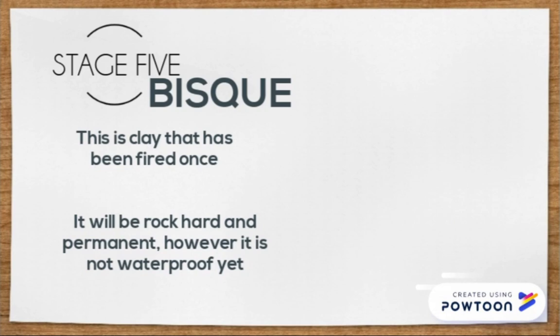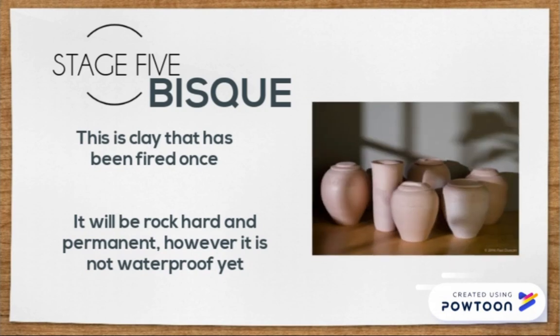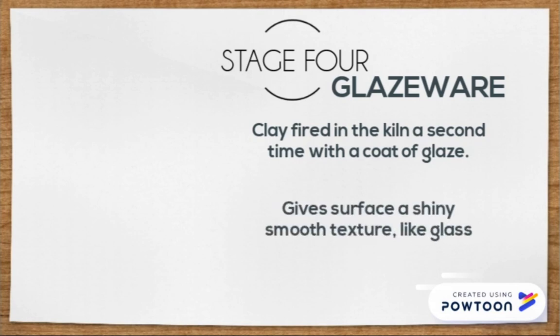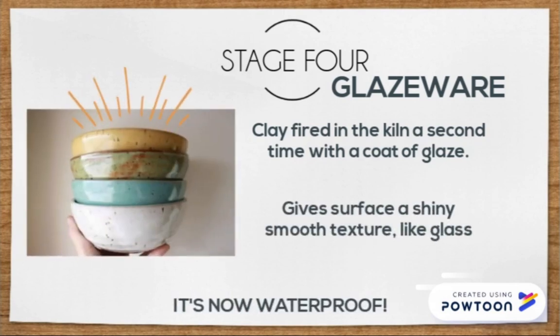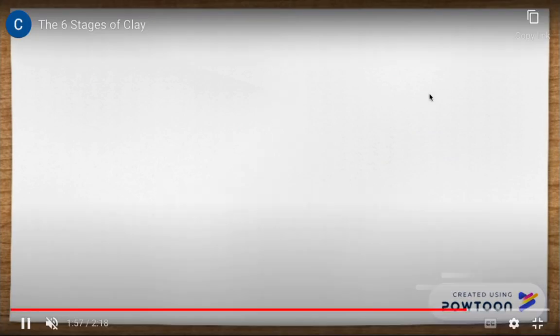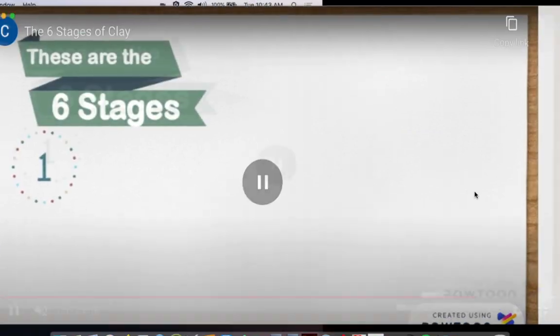However, it's not waterproof. It's actually like a sponge. If you were to put a microscope on it, it would look like a really hard sponge. And then the last one, stage 6, is glazeware. That's clay fired in the kiln the second time with a coat of glaze. It gives the surface a shiny, smooth texture like glass, and now it is waterproof. Again, it doesn't have to be shiny. I do have some glazes that are matte or metallic.